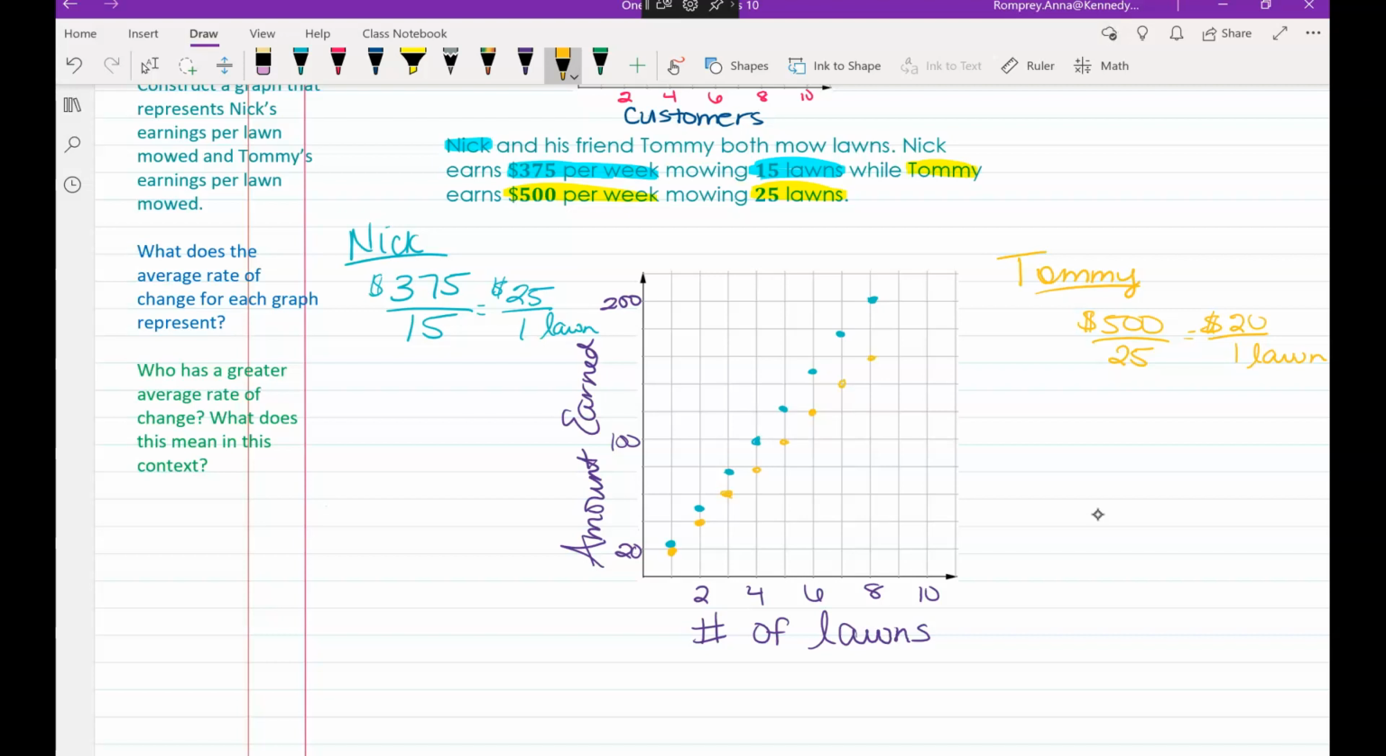Okay, so we can see how Nick has a higher average rate of change. So we see his slope is a little bit higher. It's growing faster. Yeah, Tommy is making more, but that's just because he's having to mow more lawns. So what does the average rate of change for each graph represent? Well, their charge per lawn.